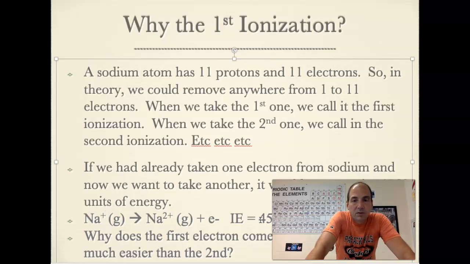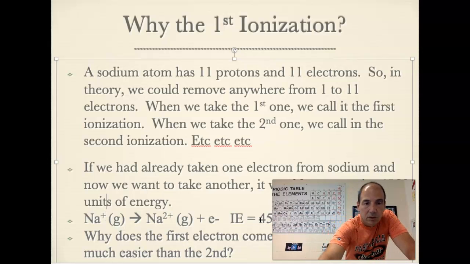Why does the first electron come from sodium so much easier than the second? Well, again, two reasons really. First off is the fact that whenever you take an electron, the size of an atom is going to get smaller, which is going to make it more difficult. But if I can backtrack real quick here.